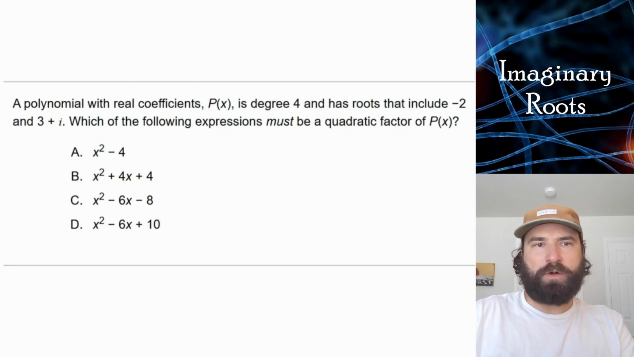Let's crush another MTEL question. This one says a polynomial with real coefficients, p of x, is degree 4 and has roots that include -2 and 3 plus i. Which of the following expressions must be a quadratic factor of p of x? And we've got these answers here.